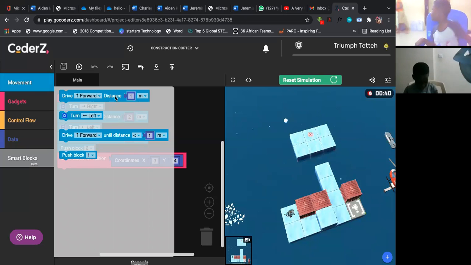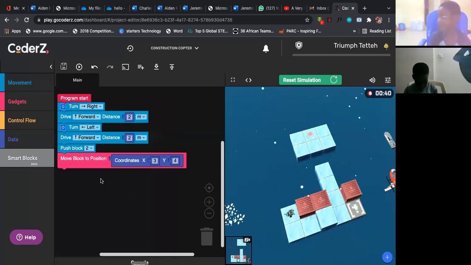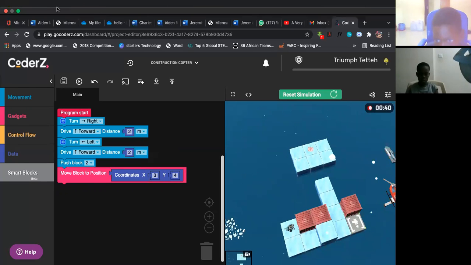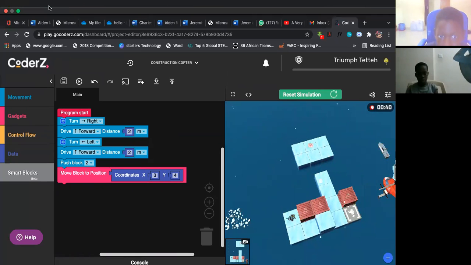Which block did the helicopter move? So we used the move block to position. That's what makes the helicopter move the ice block. We push the ice block from here to here, right? Using the push block 2 with the power 2, we push the block from here to here. So we are standing here. We are standing here. Please hold on.